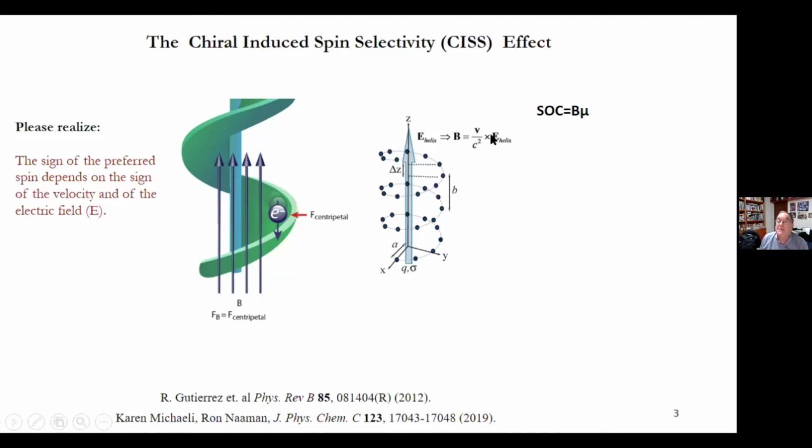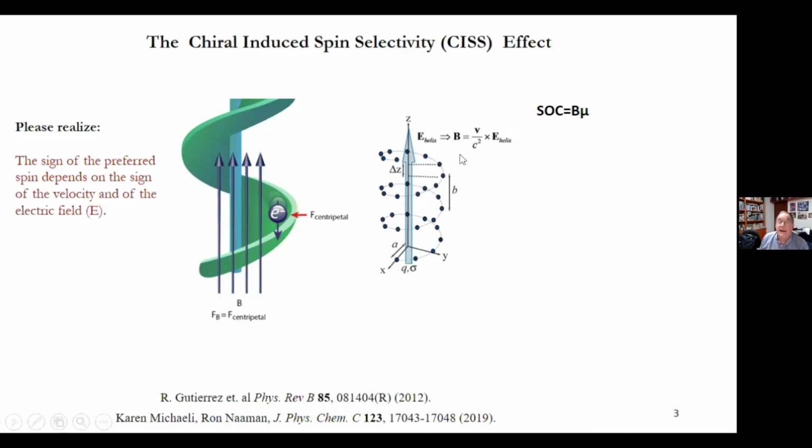Of course, it depends on the electric field. And the electric field is basically the handedness of the molecule, because you realize that for one handedness, this centripetal force will work from the left for the electron moving down, while for the other handedness, it will act from the right side of the electron. So the sign of the electric field is defined by the enantiomer.